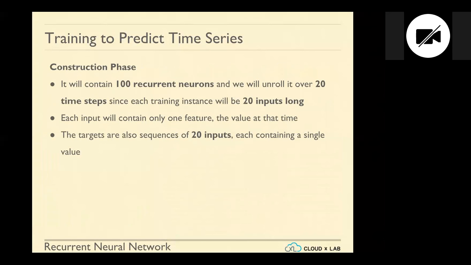In the construction phase, we're going to have a neural network with 100 recurrent neurons, and we'll unroll it over 20 time steps, since each training instance will be 20 inputs long. So we're going to have a sequence of 20 being fed to our RNN, and each input will contain only one feature, the value at that time. The targets are also sequences of 20 inputs, each containing a single value.